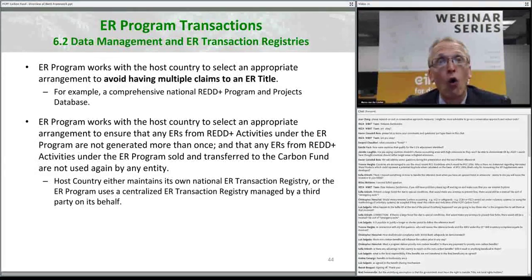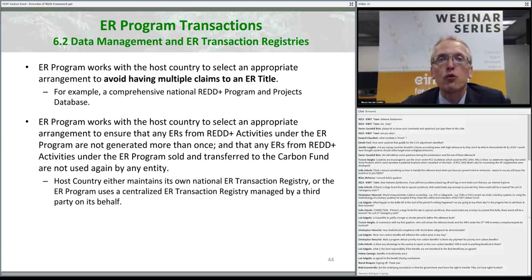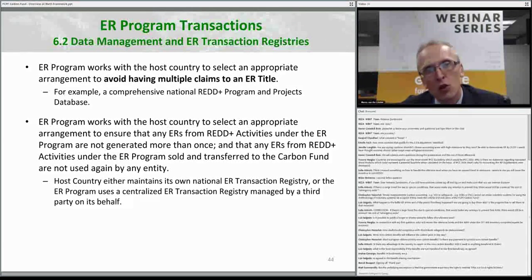So the idea is really that once the carbon fund has made a payment for the emission reduction and that transfer has occurred, that as a country you cannot use that again. For example, you cannot use it again to show your own carbon neutrality as a country, but basically it needs to be subtracted. So there's a requirement to have something in place there, which can be a registry or some sort of program database. Again, we know that a lot of countries have started thinking about it. It's still early days. The FCPF is working on helping you with it. So the idea is to come up with good practice, some ideas of how this could work in the meantime.